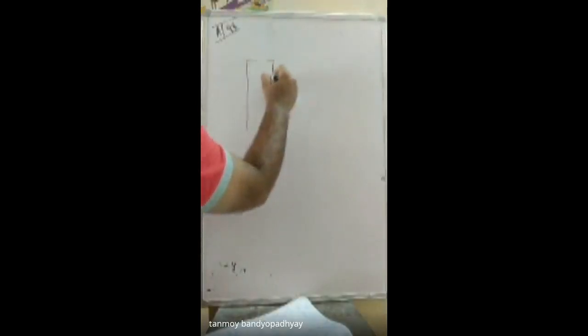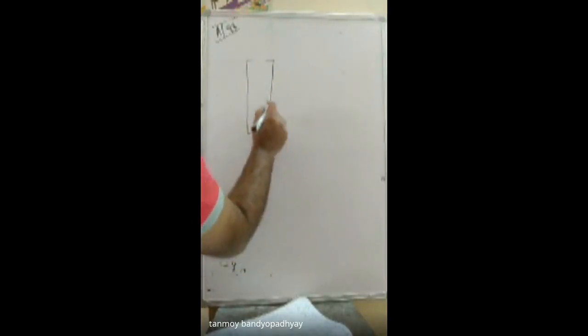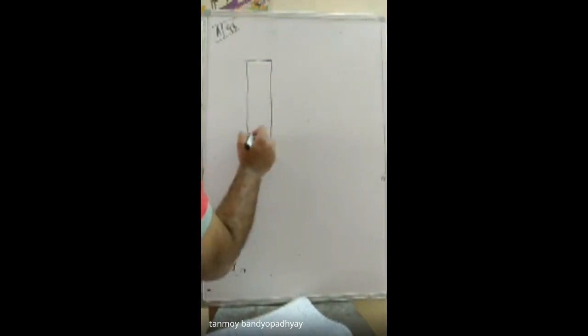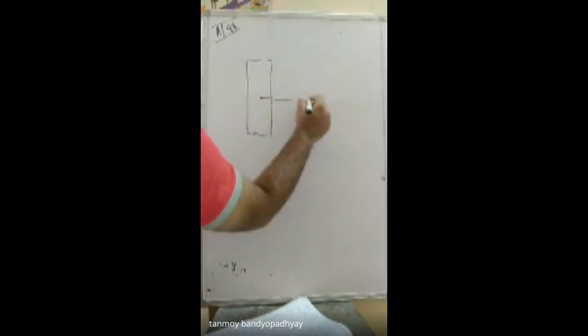Rectangle, not just one. So this one is rectangle number 2. This part we call the web. The vertical parts we call the flanges. This part we call the web. OK?